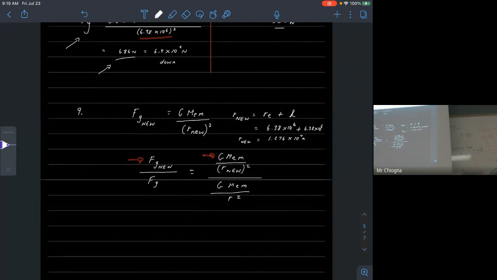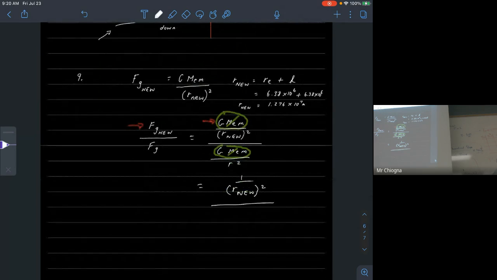So look what's common on the right side here. What's common is this: GMM. GMM can cancel out. So we're left with, on top, 1 over R new squared divided by 1 over R squared. Left side remains the same.